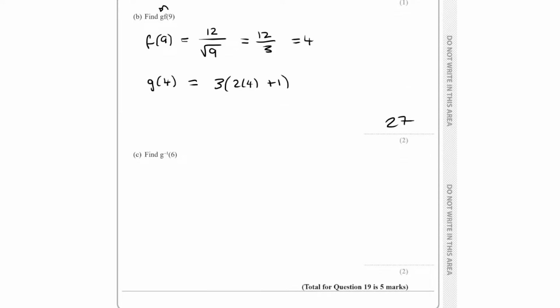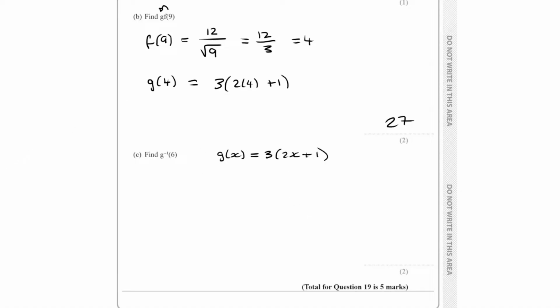And then we've got an inverse, so hang on, let me just write down what g was originally, because we can't see it. G originally is 3 times 2x plus 1. Now, the only thing with doing it the way that I did in the previous one is you can't do the same for the inverse. You can't sub the 6 in and then invert it. You have to invert it first, then sub the 6 in at the end.